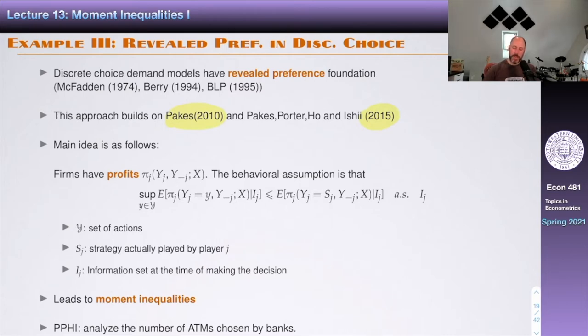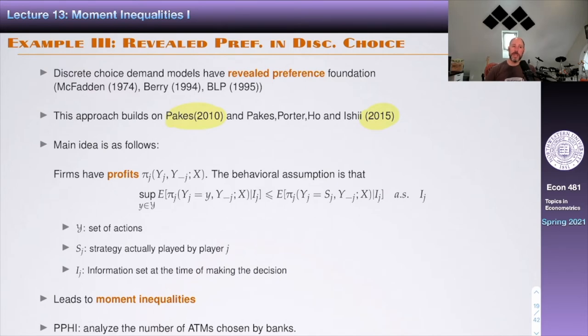So the main idea is as follows. Firms have profits, which we denote by pi j, of the decision of the firm, not necessarily entry, could be anything else, the decisions of the other firms, and some covariates. And the behavioral assumption is this: the supremum of the things that you can decide. Suppose this is the number of products that as a firm you decide to put on a market. If you take the supremum of your profits, this has to be less than or equal to the profit from what you actually decided, which is your strategy. If you're profit maximizing, you choose a strategy that is not dominated by any other strategy, because otherwise you would have picked the other one. And that's the behavioral assumption.